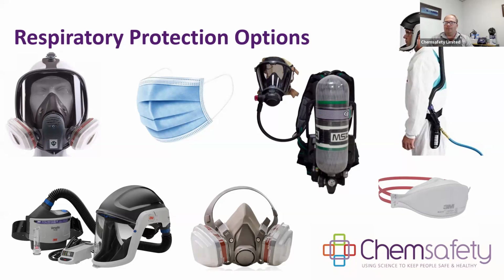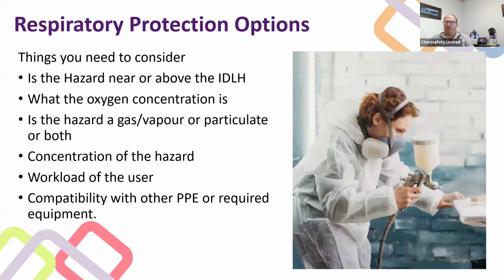Bottom left, we've got a powered air purifying respirator, or PAPR. Bottom central section, we've got a half-face reusable respirator. And then on the bottom right, we have a disposable half-face respirator. So when we're choosing our respiratory protection, and we'll go more into this later in the presentation, just to give you an understanding to begin with, we've got a lot of things we need to consider to make sure we're choosing the right type of respirator for the job that we've got at hand.